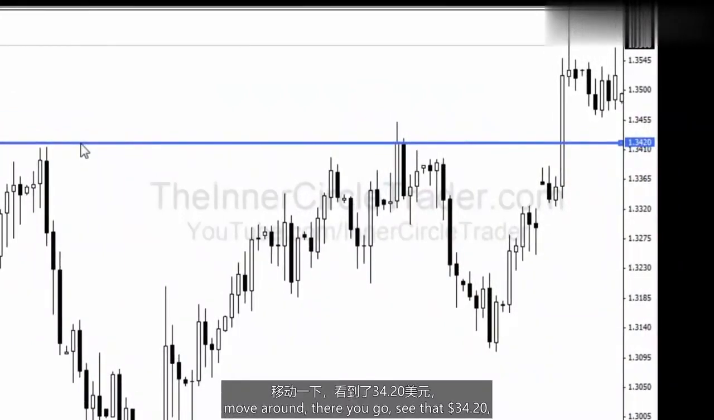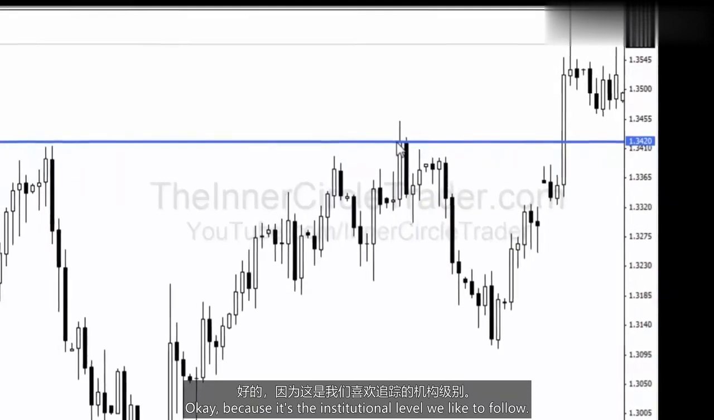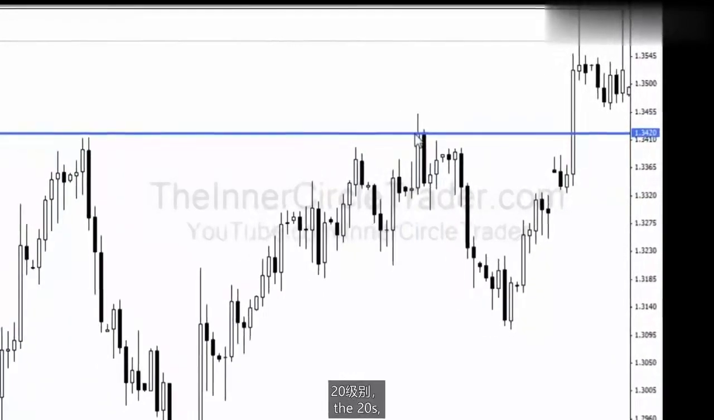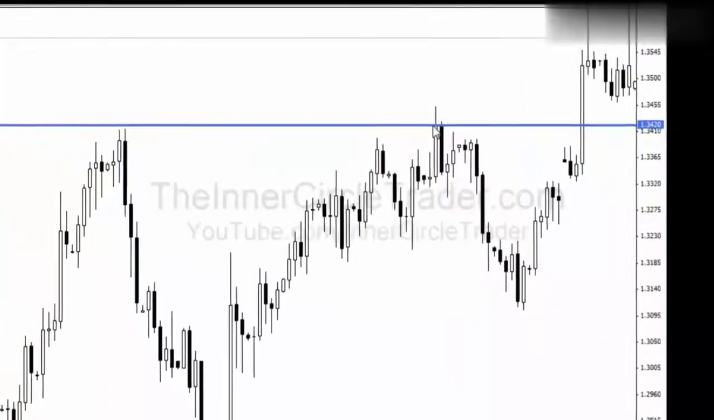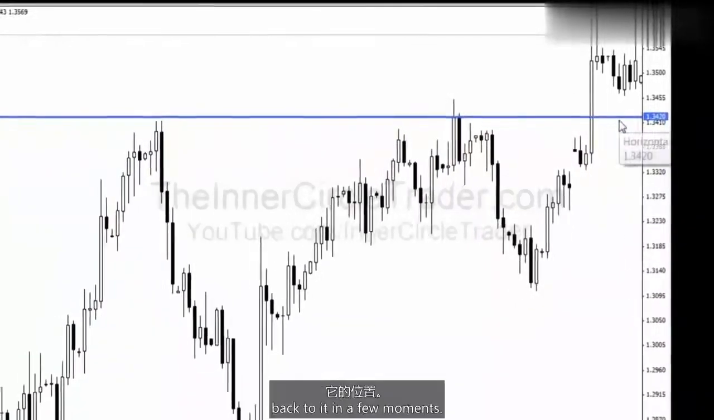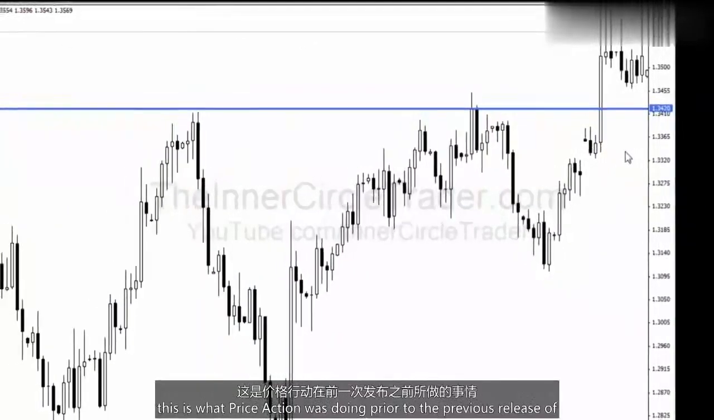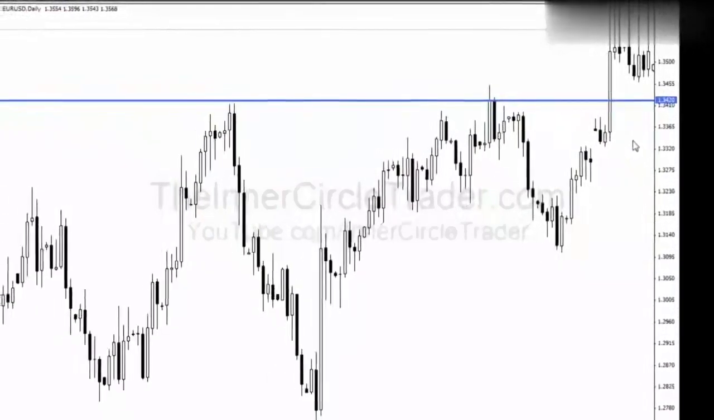There you go. You see that? 34.20. 34.20 is the level essentially that this price was reaching for. Okay, because it's the institutional level we like to follow. Again, it's the full figures, 00 levels, the 20s, the 50s, mid figures, and the 80s. Okay, so we have this level here, 34.20. So remember that because we're going to come back to it in a few moments. But this is what price action was doing prior to the release of episode 4 in this series.